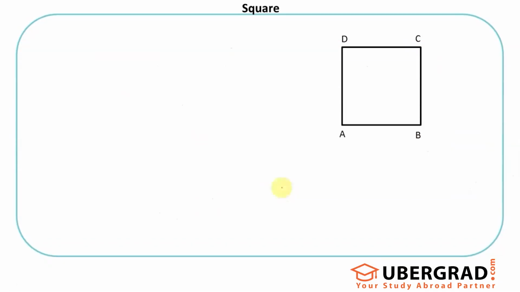Square, it's basically a parallelogram plus the rectangle property that all angles are 90, and all sides are equal. This is the additional property that differentiates a square from a rectangle. So a square by default should be a rectangle because the angles are the same, right? All the angles are 90. So this would be 90, 90, 90.